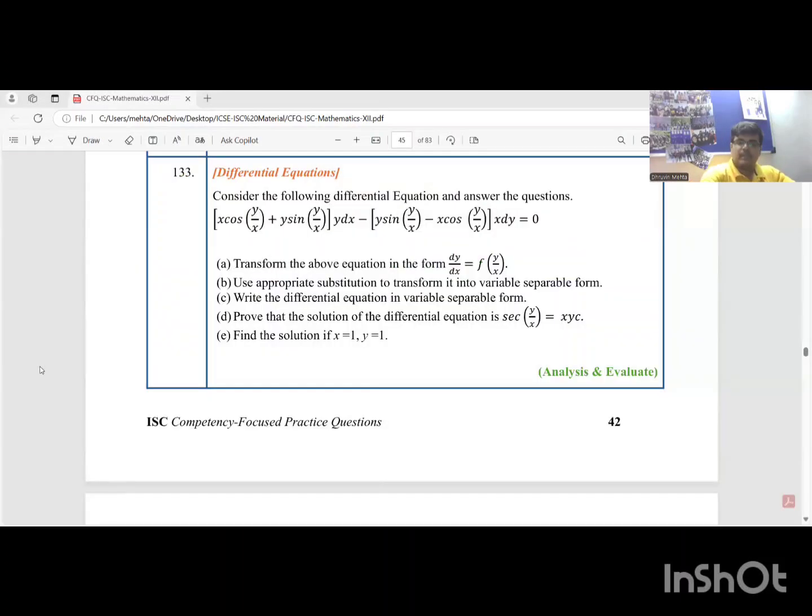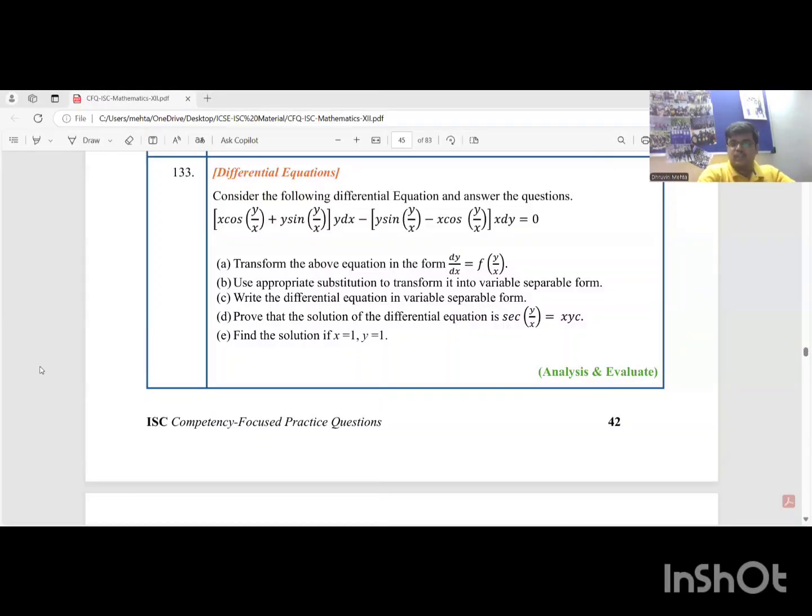That leaves us with the last question, students, from differential equations, question 133. Question 133, students, if you look at the question, we'll come to the subparts, but if you look at the question, it is clearly a homogeneous differential equation. I hope you know this trick to identify if we have sine of y by x, cos of y by x, or log of y by x, or e raised to y by x, or something of y by x, then that is definitely a homogeneous differential equation where we substitute y is equal to vx.